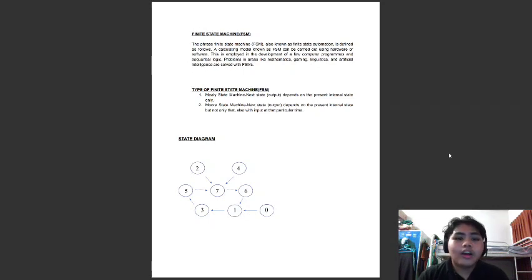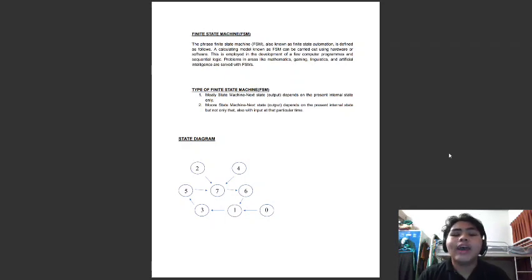So finite state machine, FSM. The phrase finite state machine, also known as finite state automaton, is defined as follows. A calculating model known as FSM can be carried out using hardware or software. It is employed in the development of a few computer programs and sequential logic. Problems in areas like mathematics, gaming, linguistics, and artificial intelligence are solved with FSMs.